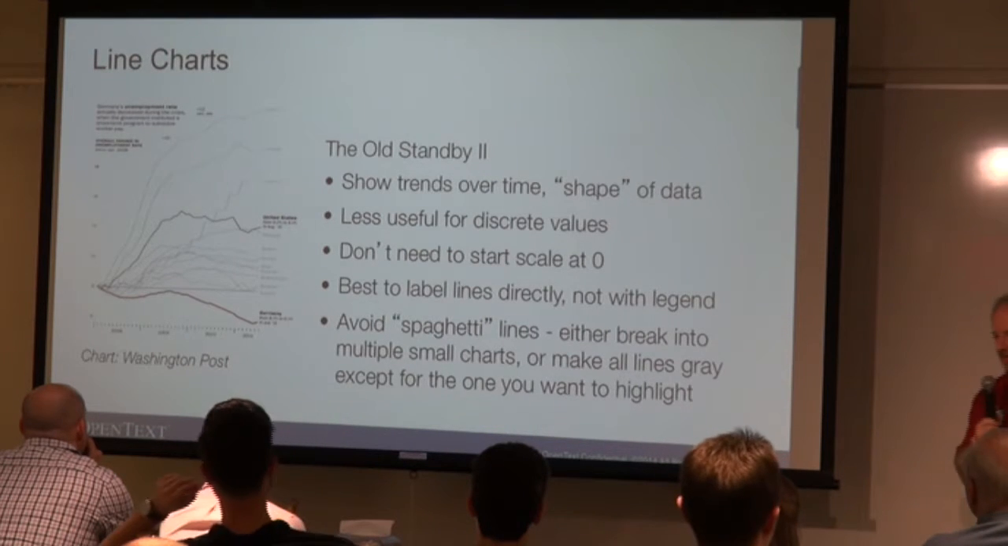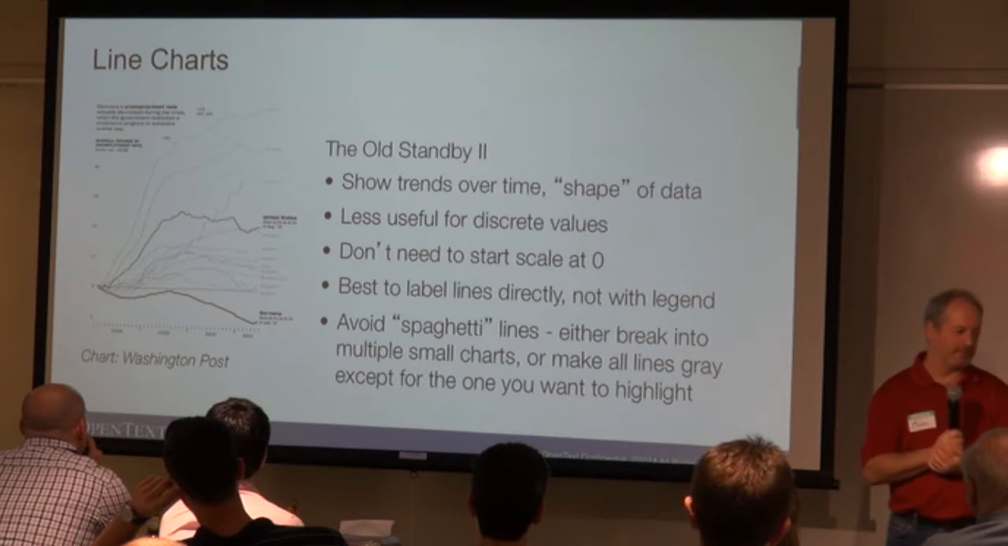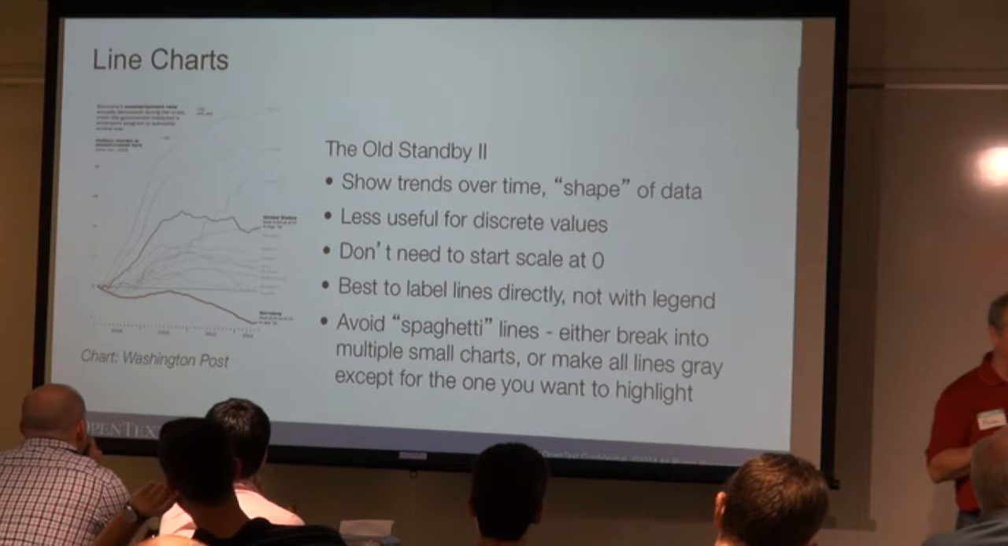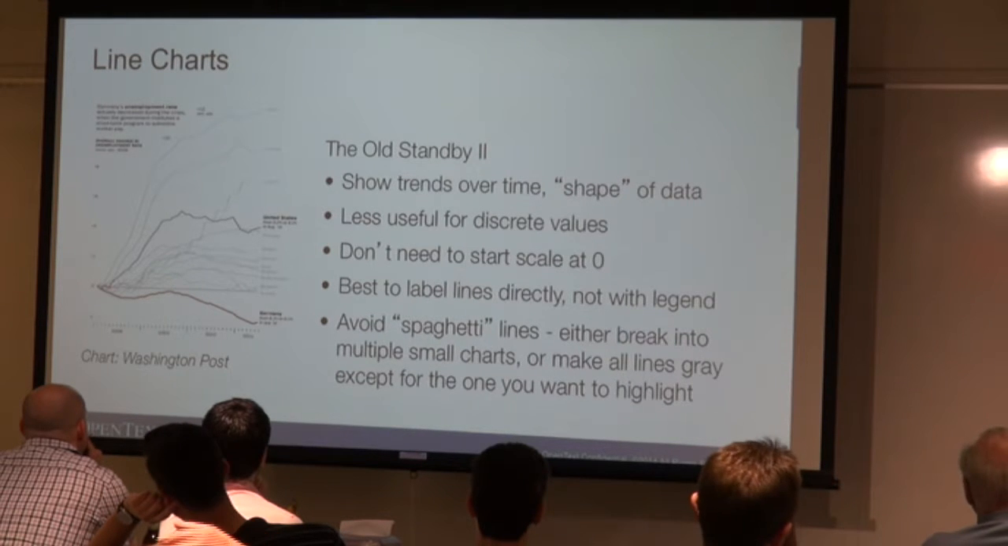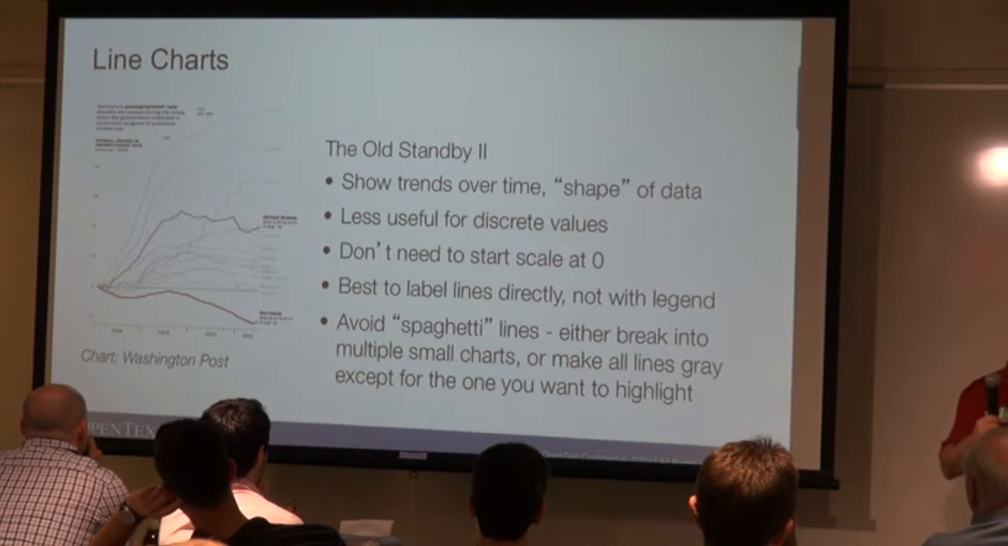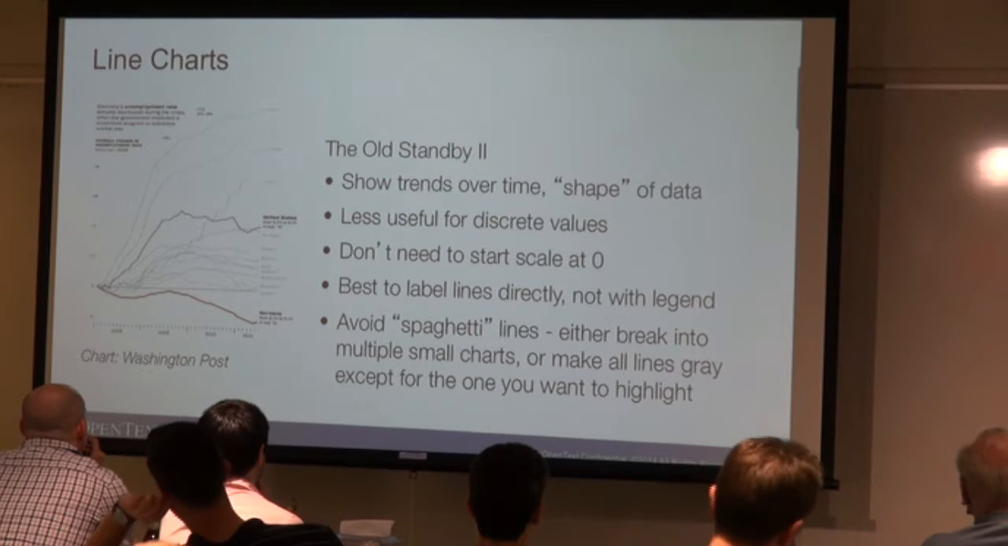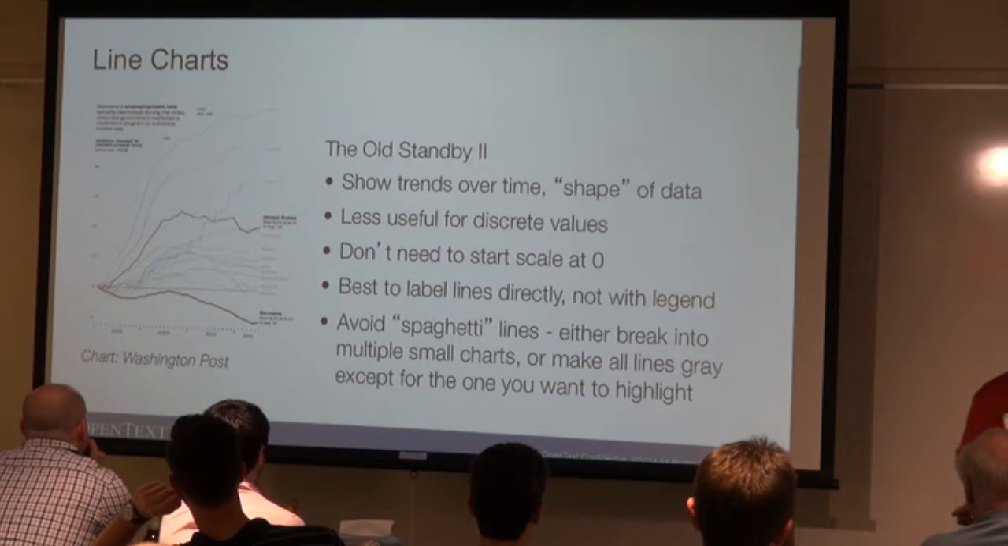The other good chart to use is line charts. Again, it's the old standby. It shows trends over time. It's less useful for discrete values. I don't really care about a specific value. What's important to me is the trend. Again, in this case, you don't need to start the scale at 0. Best to label lines directly, not with a legend.